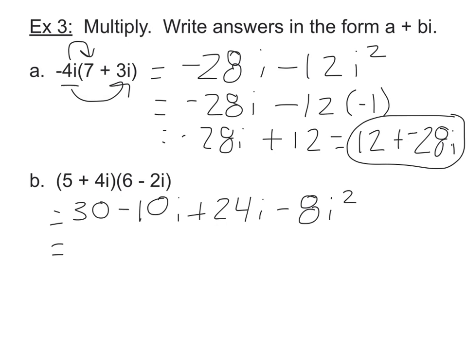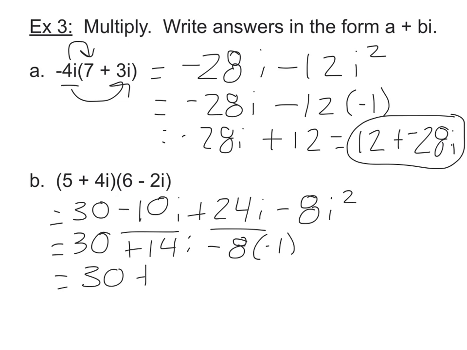Now let's see if we can simplify this a little bit. 30 we can't do anything with. If we take a look at these middle two terms, negative 10i and plus 24i, yes, we can collect those to get a positive 14i. And then lastly, if we take a look at the negative 8i squared, again, the i squared is equivalent to negative 1. Therefore, if we keep going, that becomes a positive 8. And lastly, if we put it into form, 30 and 8 will get us 38 plus 14i.